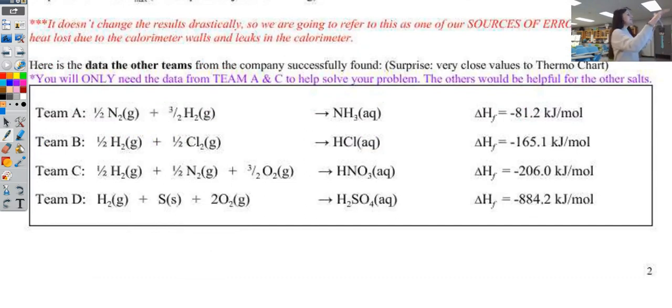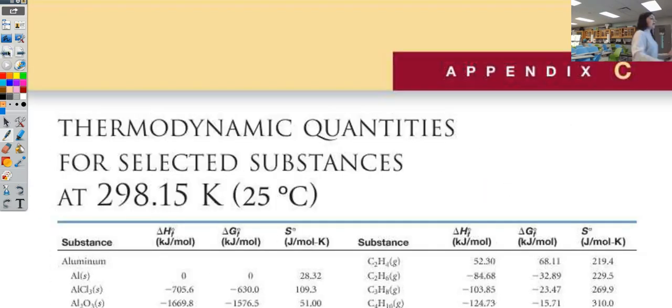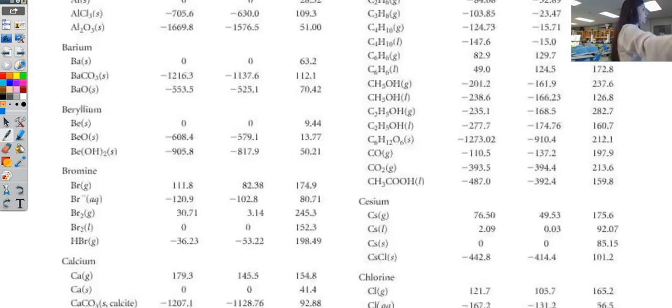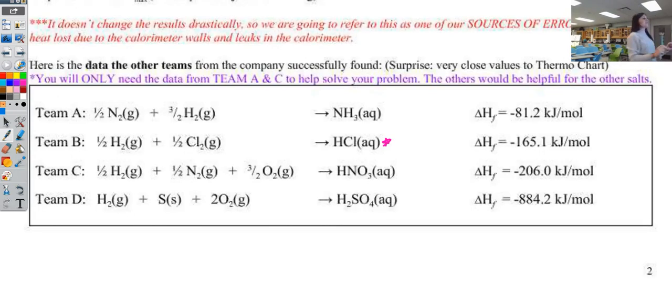Okay, this is data from other teams in the company. So now it says, surprise, these values are very close to the thermo chart. So let's take a look, for example, at team B that used hydrochloric acid. Let's go to the thermo chart and find our chlorine section where hydrochloric acid is. Okay, here it is. And it says that the heat of formation, again, making it from its elements in their standard states, is negative 167.2.